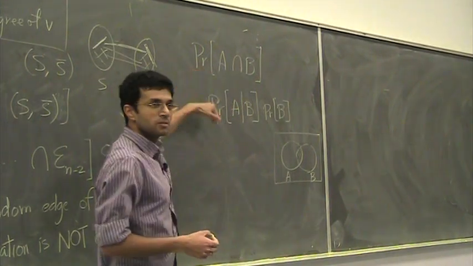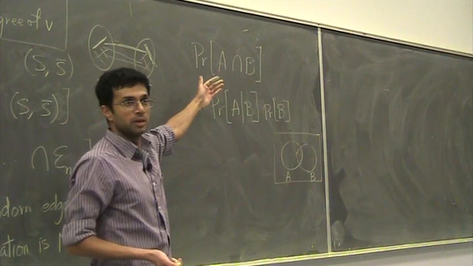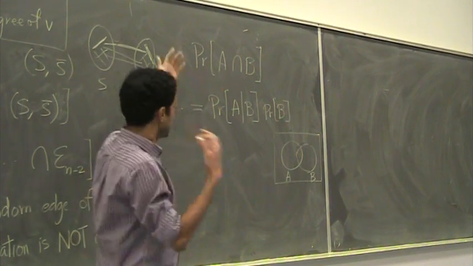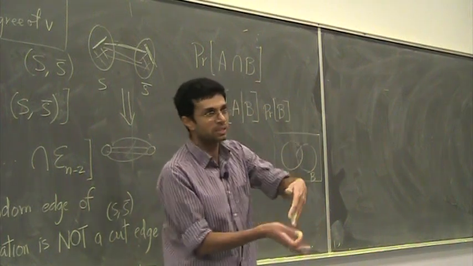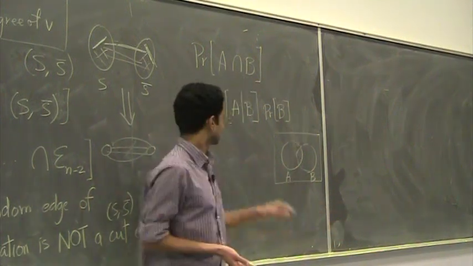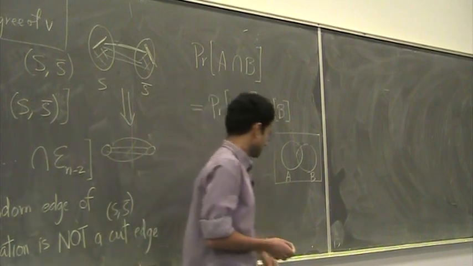Okay, so does this make sense? This is the law of conditional probabilities. And intuitively, it's just saying that for two events to happen, one of them has to happen, and assuming that happens, the other must happen. And that's the conditional probability. Okay? All right.